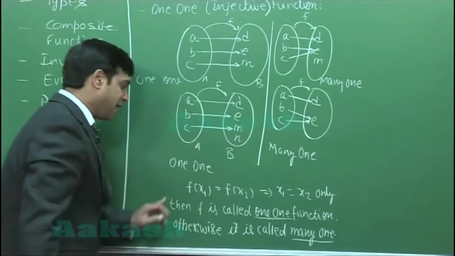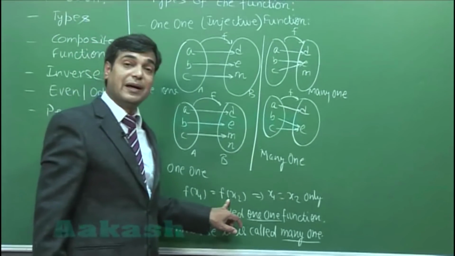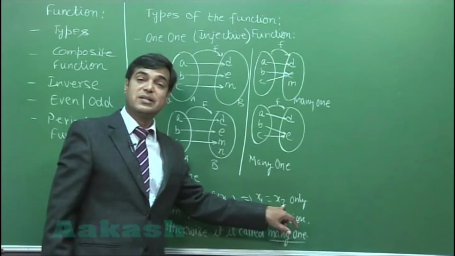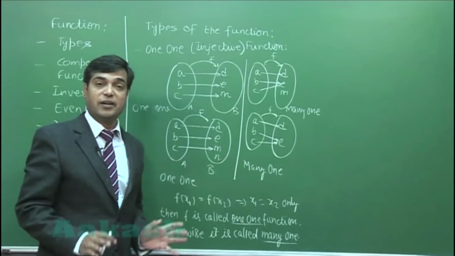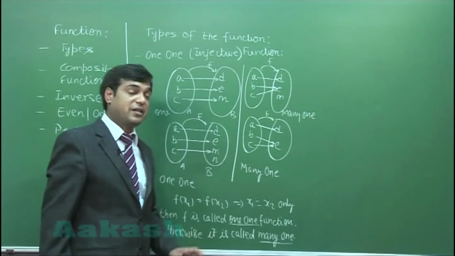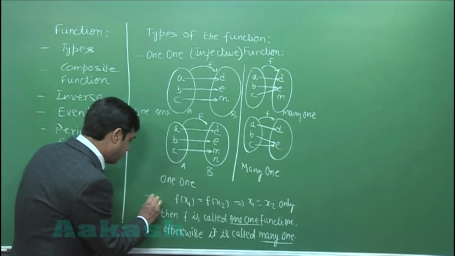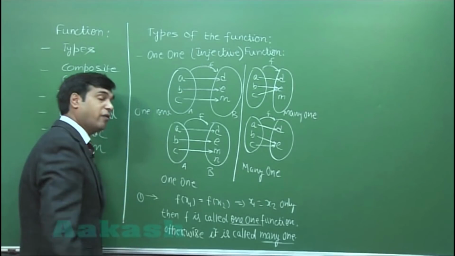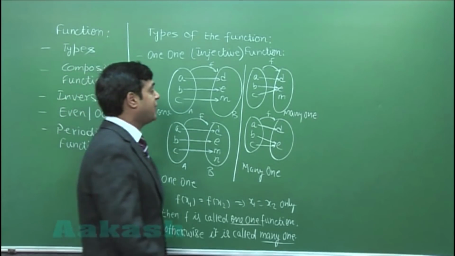Right? So f(x1) equals f(x2) implies that x1 equals x2 only. Then we say the function is one one. Otherwise, we term it as many one. This is one method to define one one or many one. Let's take another way.